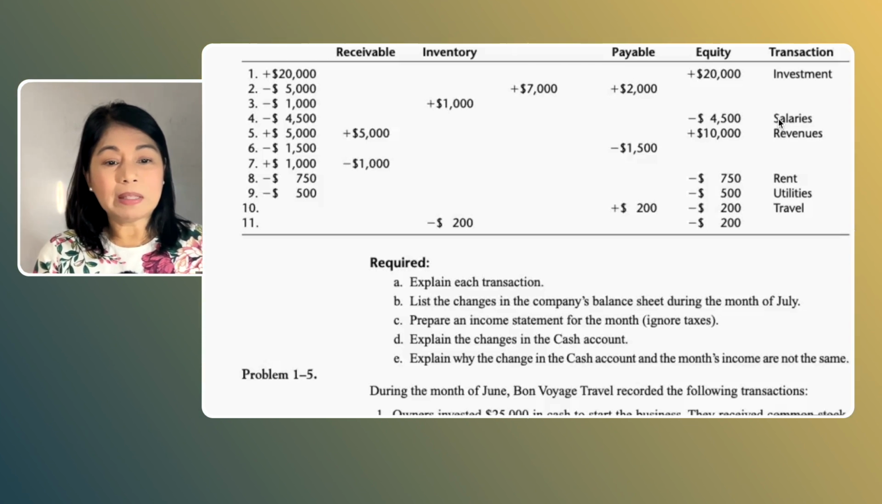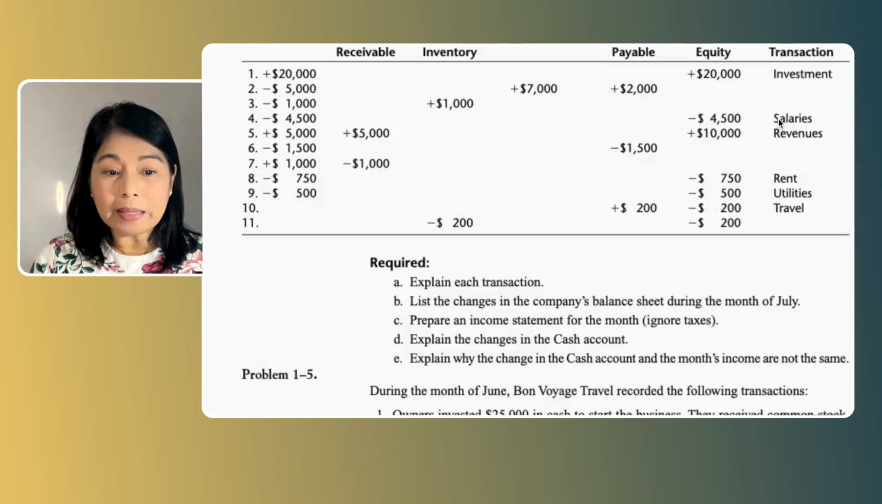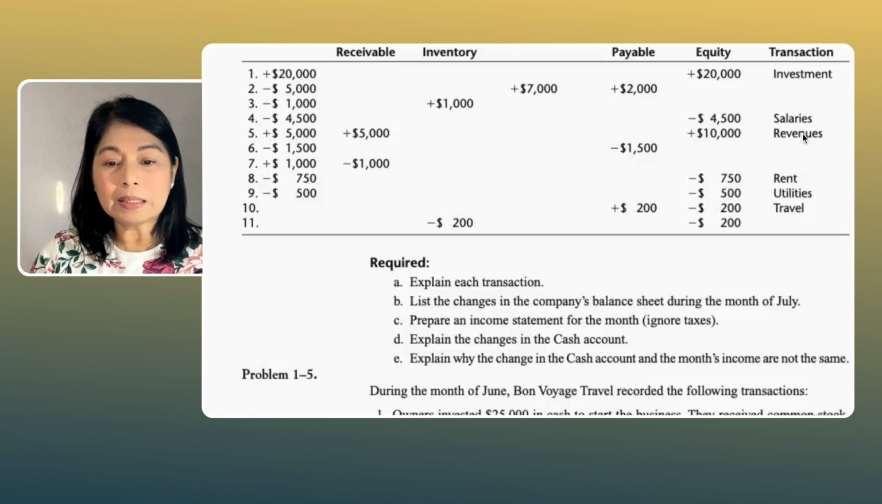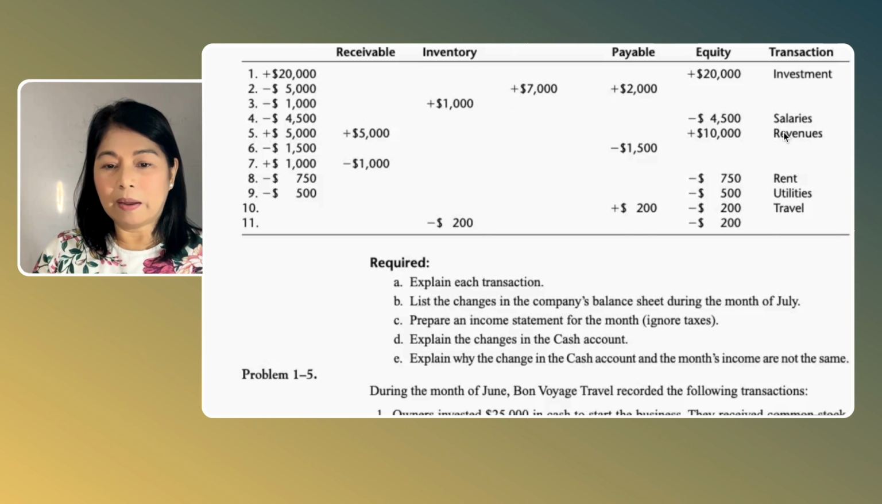Number 5, plus 5,000, accounts receivable of 5,000. And then the equivalent on the right side is 10,000 owner's equity. So it says here revenues.